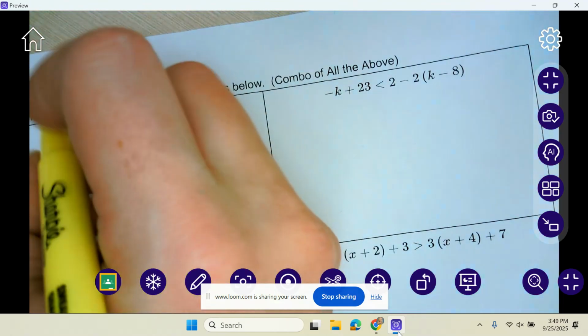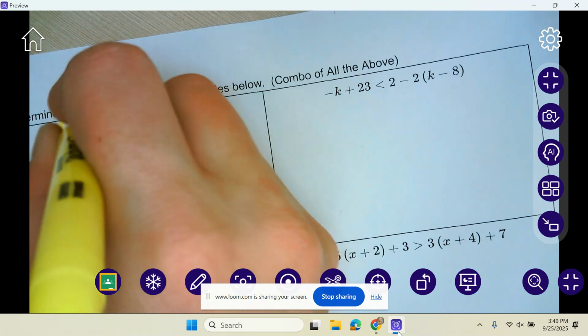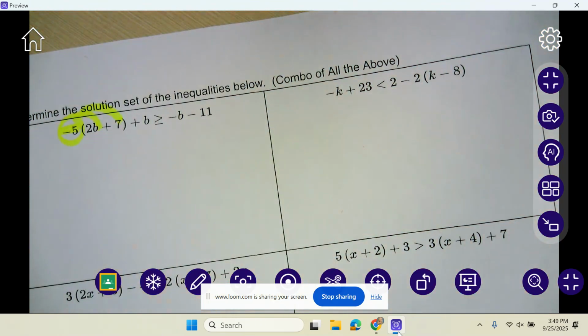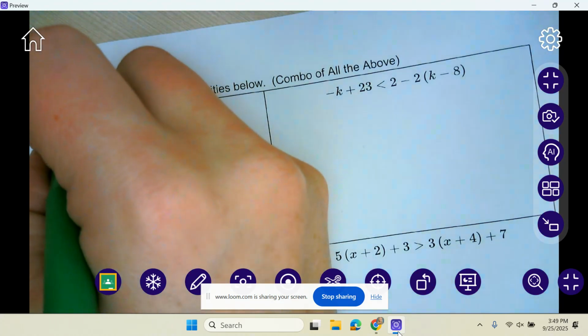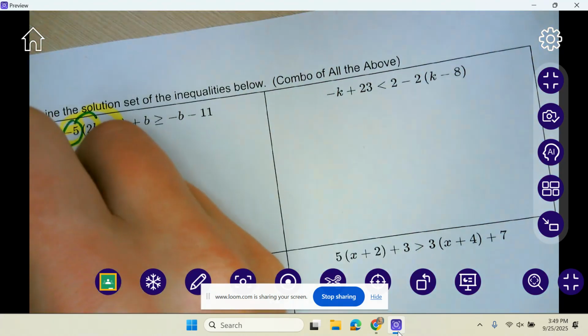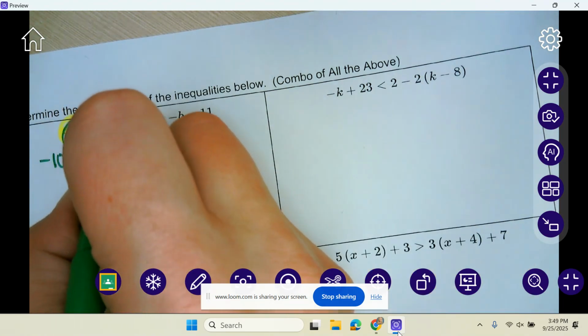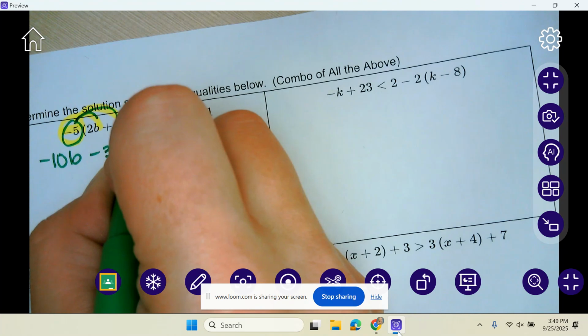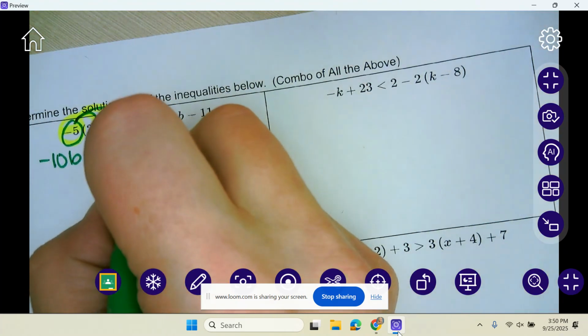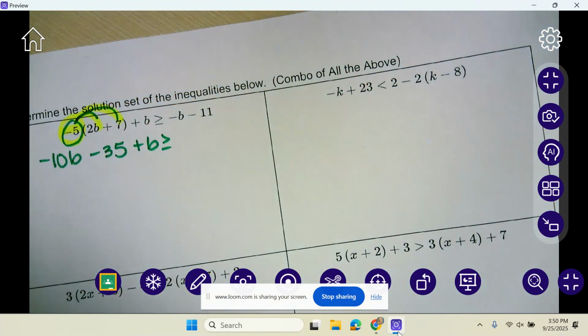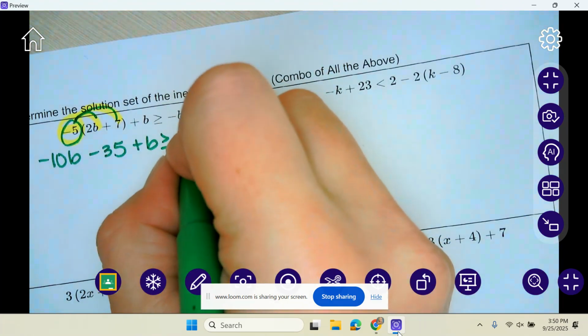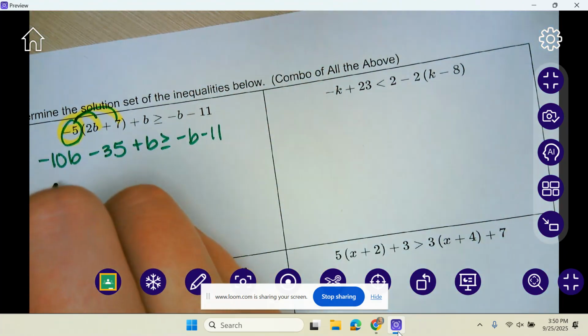So we're going to take the -5 and distribute it to those two. Okay, so -5 times 2b is -10b. -5 times 7 is -35. Plus b stays the same. And then -b minus 11. Okay, so we're going to combine like terms.